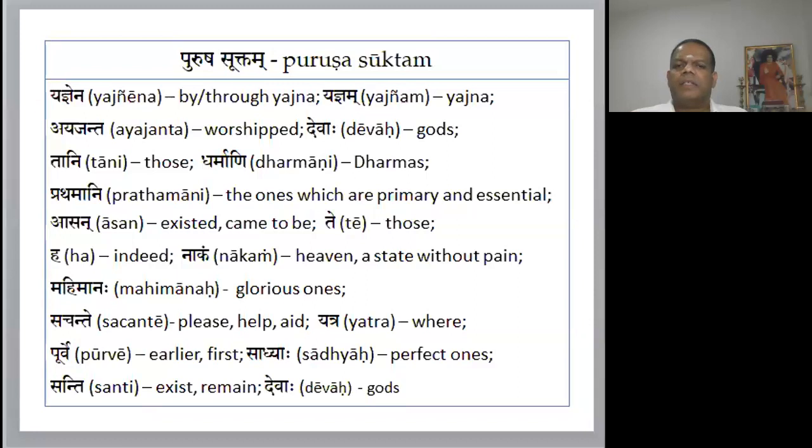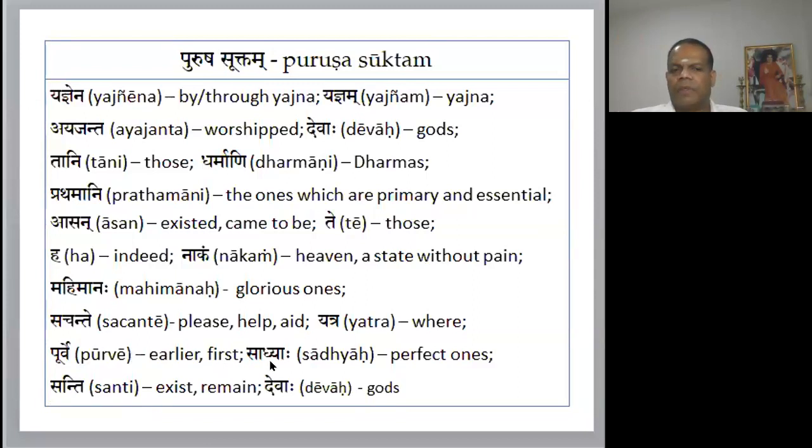They help and aid in this manner by setting this example. Mahimanaha sachante. Yatra, yatra means where. Purve. Purve is something like pura, before, earlier.